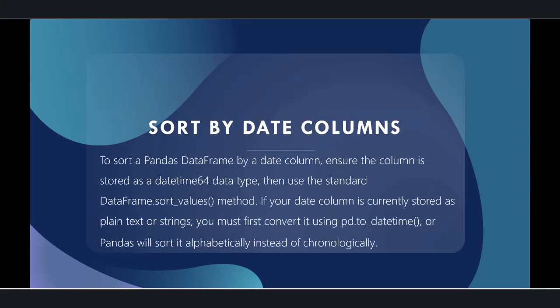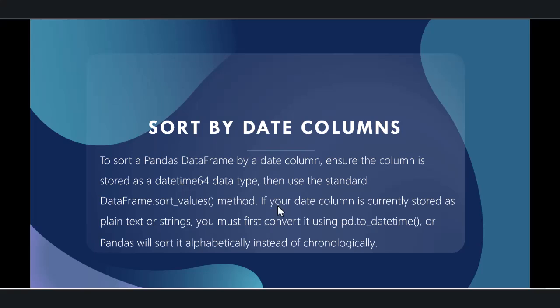Now we'll see the last method, that is sort by date columns. To sort a pandas DataFrame by a date column, ensure the column is stored as datetime64 data type. That is the first condition. Then we'll use the standard DataFrame dot sort_values method, as we have used this method in all the examples we have seen. Here also we are going to use the same method. The condition is that it should be in datetime64 data type.